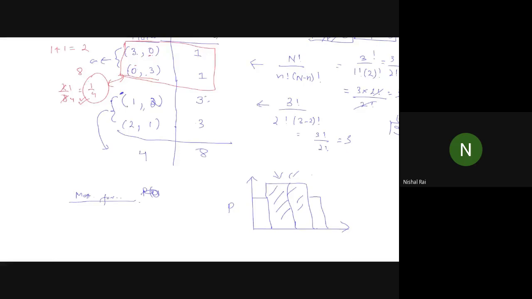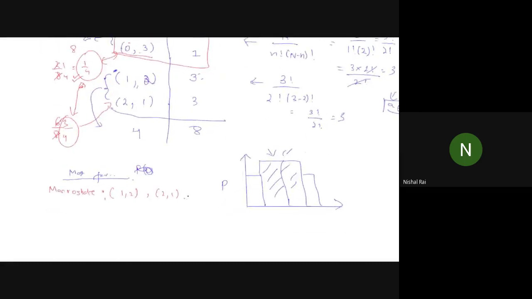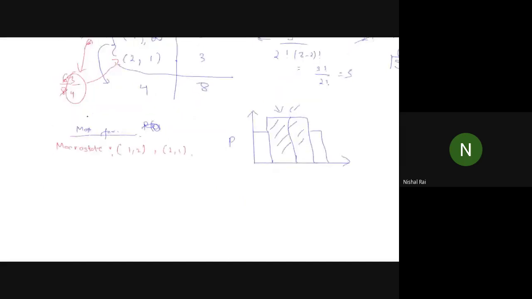Now, for one particle being in one of the cells, the probability will be how much? Basically 6 by 8. Now, if you add this 2, you will exactly get the total probability, 3 by 4 plus 1 for this one. Now this macrostate is more favorable because it has higher probability as compared to this one. The 1, 2 or 2, 1 macrostate is the most favorable macrostate. Clear?